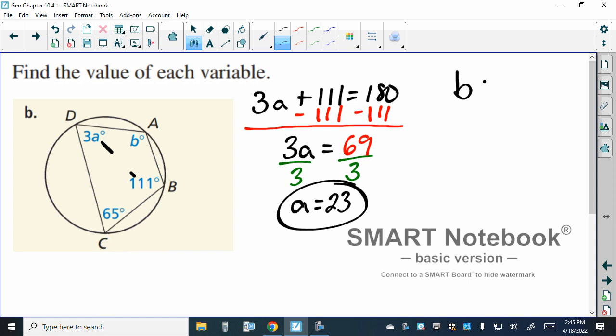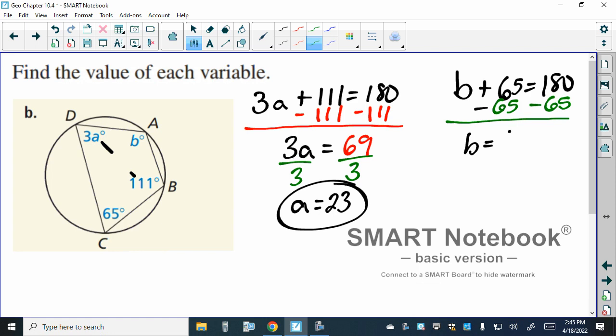b plus 65 equals 180. Then we would subtract 65 from both sides to get b by itself. And b would be 115. That's it. Any questions on any of this here?